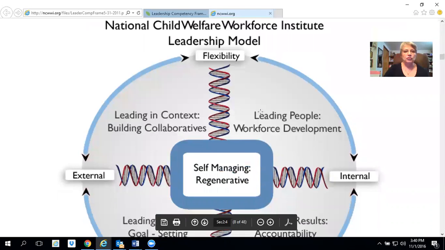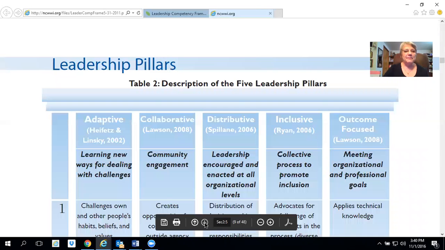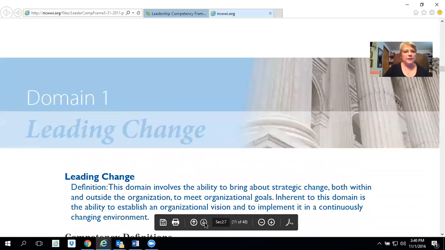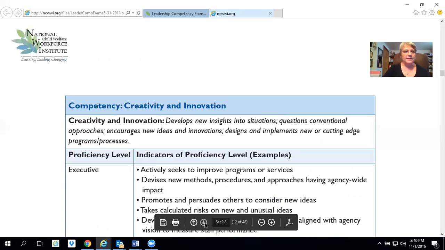If you're big into models, there's the leadership model. I find it a little complex, but if you look at it a long time, it begins to make some sense. The leadership pillars are described, and this gives a framework for the competencies. And then the competencies are defined, and they are explained under each domain. So the first domain is leading change, and one of the competencies under that is creativity and innovation.